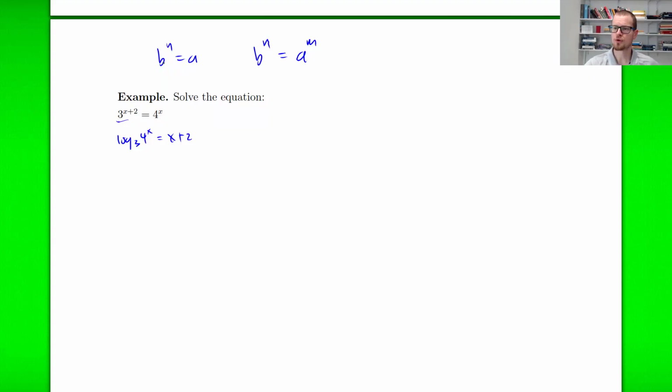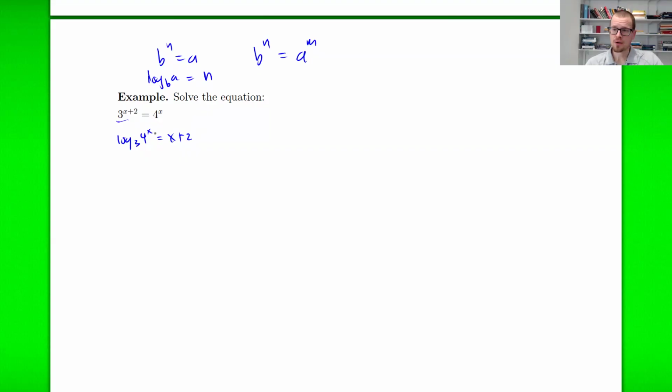Right? If we rewrite base to a power is equal to a number, we rewrite it as logarithm base of that number is equal to the power. So our base is 3. Our power is x plus 2, and our number is 4 to the x.